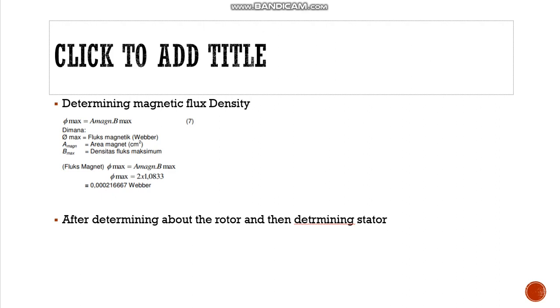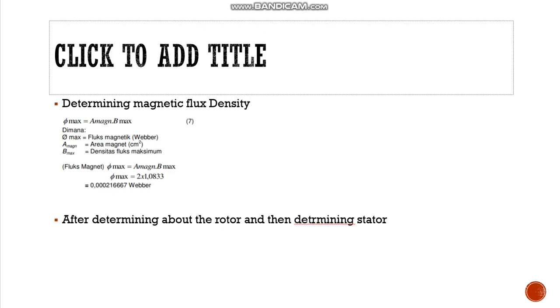So after we determine the rotor, then we determine the stator. Yeah, but here I haven't understood too much.